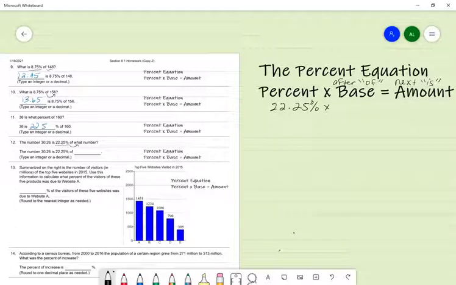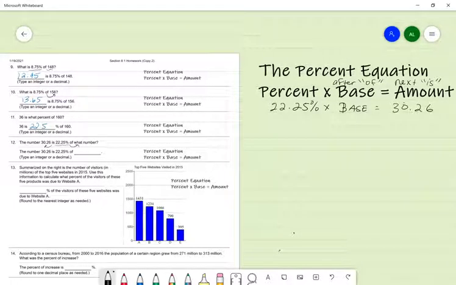Actually, there's a question, what number? So that means that the base is unknown to us. So then that leaves the amount. When I look next to the word is, I see the amount is given, and the amount is 30.26. So we're going to put 30.26 in place of the amount.